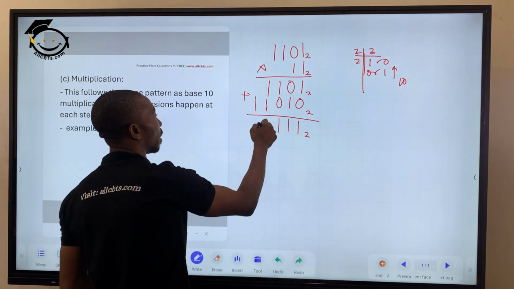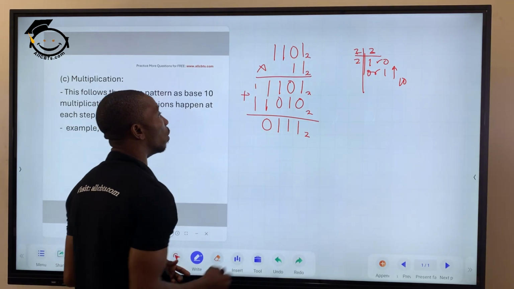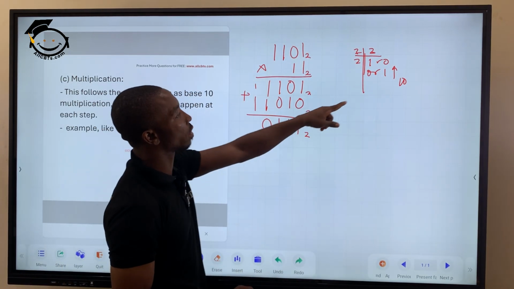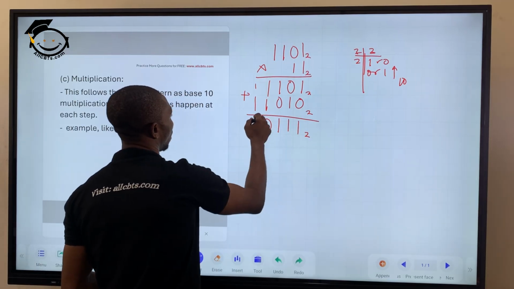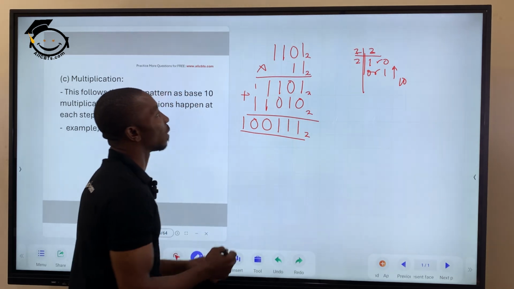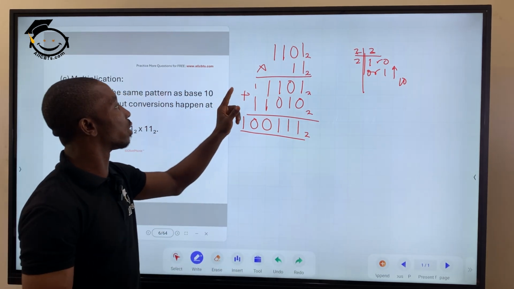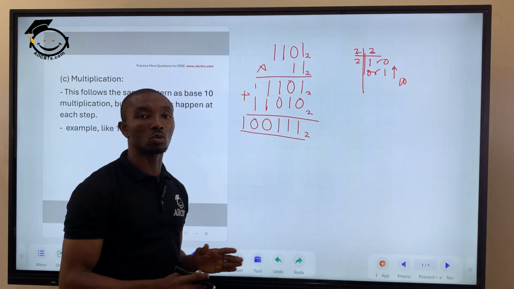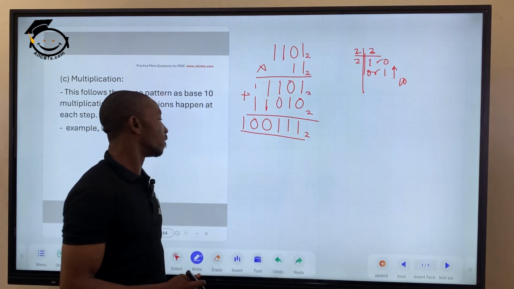So we write down 0, carry 1. Now 1 plus 1 is another 2. When converted, it gives us 10. So we write down 0 and 1. So multiplying 1101 base 2 times 11 base 2 gives us our value.